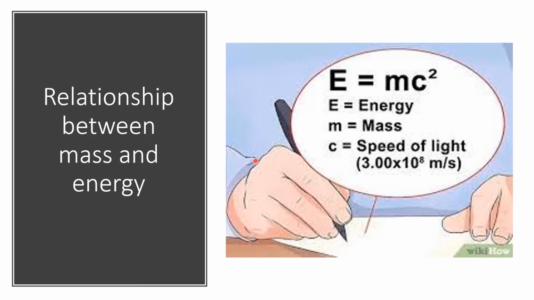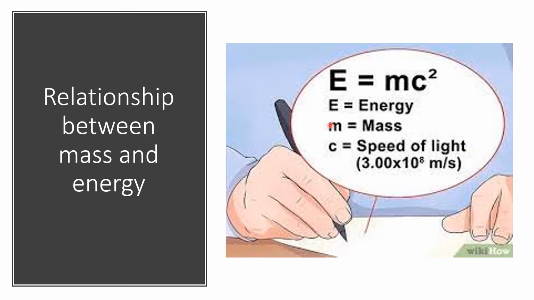So now you have to learn the relationship between mass and energy, because just now when I asked you where does the energy come from, right? The energy actually comes from the mass. So in other words, we can convert mass into energy, and the relationship between them is E equal to mc squared. E is energy, m is mass, and c is the speed of light.